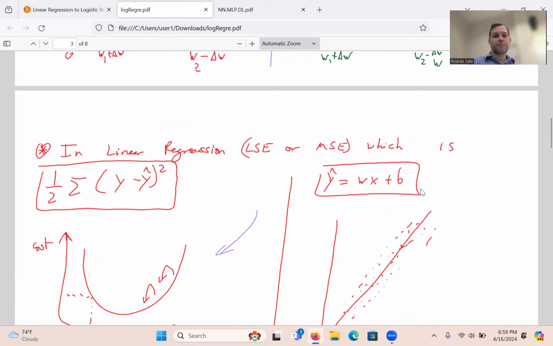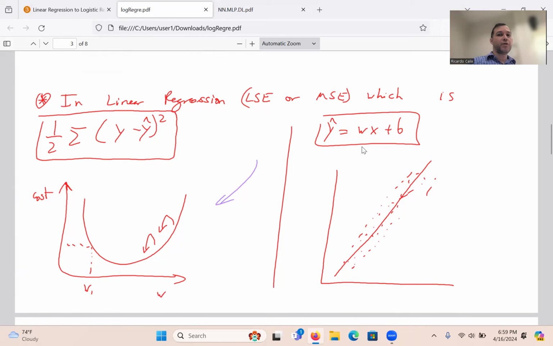So in this case, again, I'm reminding you, you have linear regression, the inference function with its plot, and then you have the loss function, which is real minus predicted, and this equation has this behavior. It creates that mountain, and you fall on that mountain, and you go down on that mountain.